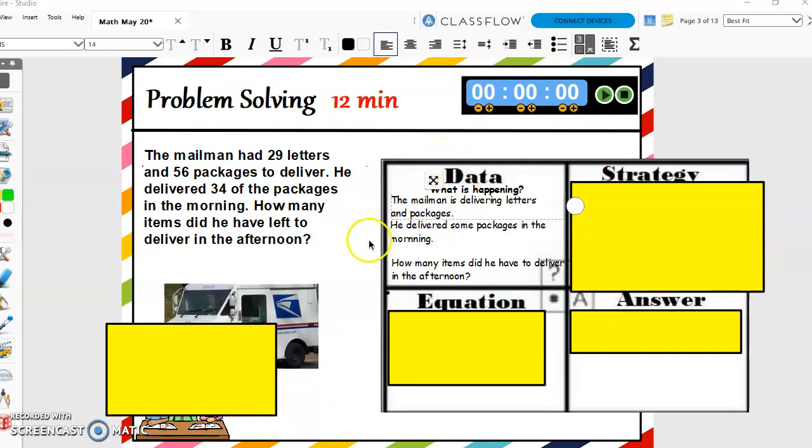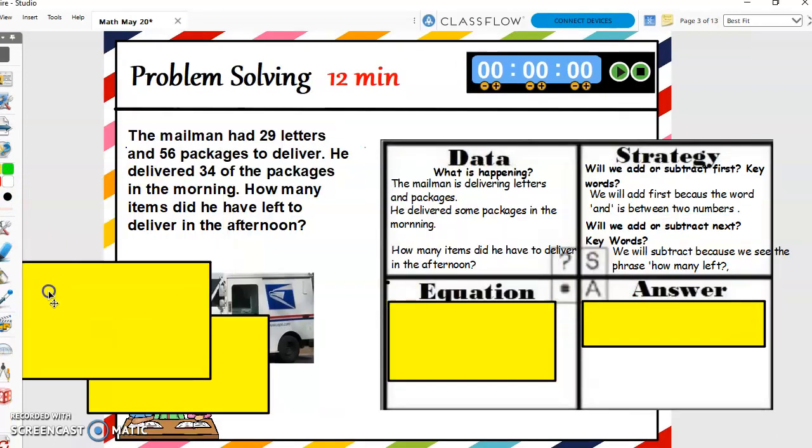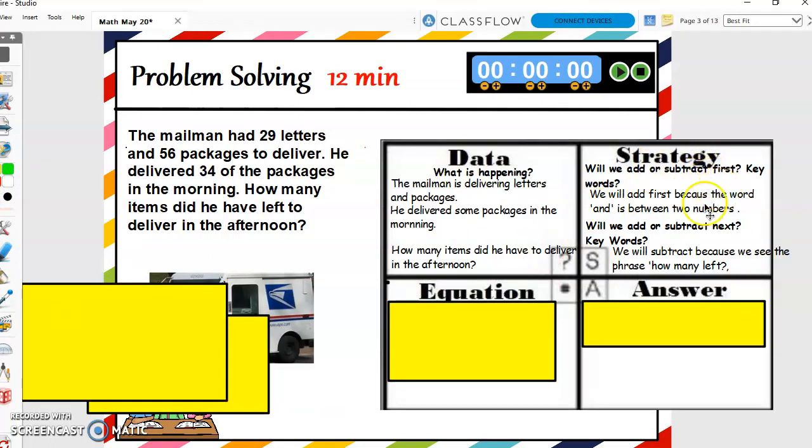Okay, so our strategy, what do we need to do first? When we look back at the word problem, the mailman had 29 letters and 56 packages to deliver. Now look at this keyword right here, and. What does that keyword tell us? Yes, it is telling us that we are going to add. So we will add first because the word and is between two numbers. That's the easiest way to look at this one. There is another way. I'll talk with you about it tomorrow.